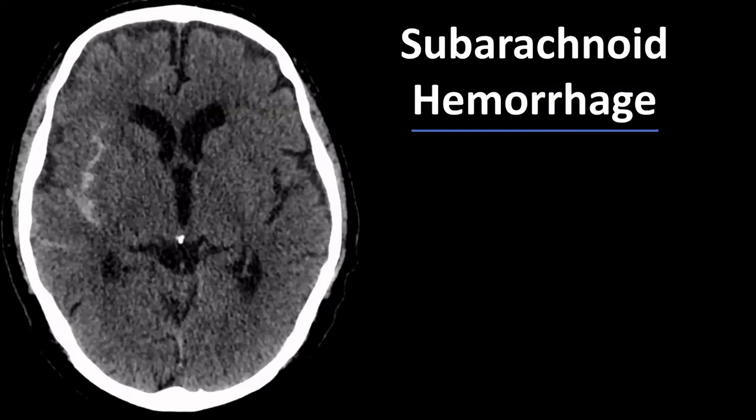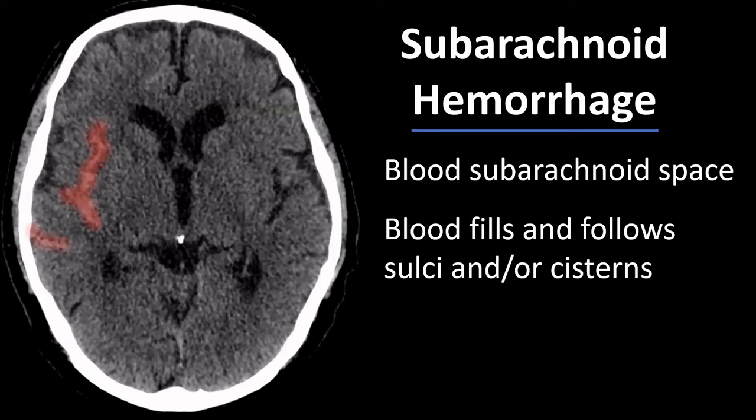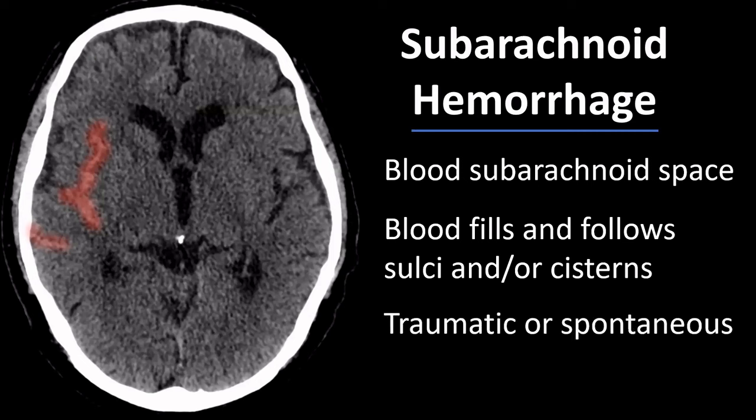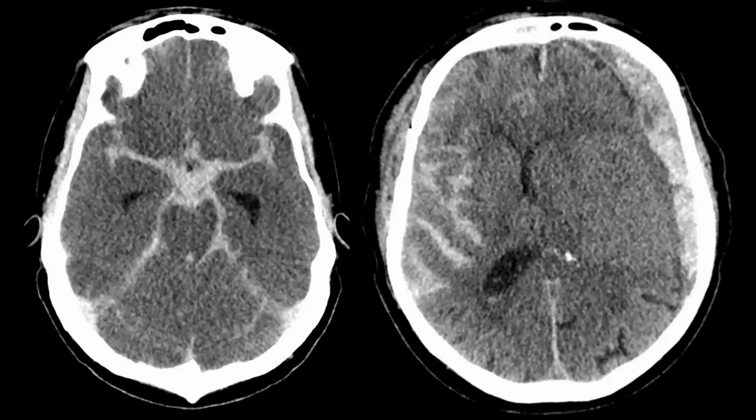A subarachnoid hemorrhage is a hemorrhage located in the subarachnoid space. And the subarachnoid space, of course, the sulci, so it is clear that blood in the subarachnoid space will follow the contours of the sulci and/or the basal cisterns. Subarachnoid hemorrhages are seen in a lot of traumatic brain injuries, so they can be traumatic. They can also be spontaneous, and if you're dealing with a spontaneous, non-traumatic subarachnoid hemorrhage, your main worry should be if the patient has a cerebral aneurysm and CT angiography should be performed.